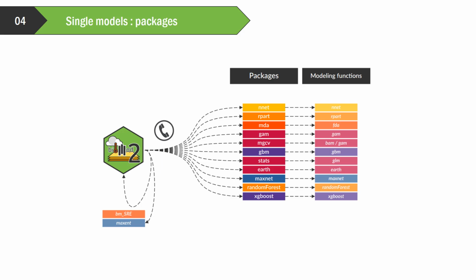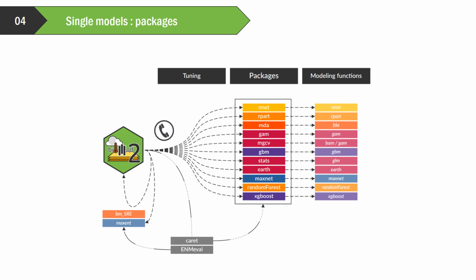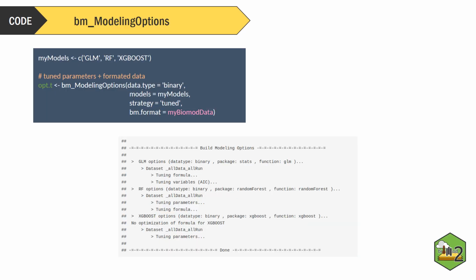So how does this tuning part work? Remember the fact biomod2 calls packages to use their modeling functions? Well, it can also use 2 other packages to tune these models. Most tuning is done through the caret package, and ENMeval is used for the specific case of Maxent tuning. How does it work in practice? Well, it is not so different. You have to select the tune strategy and to provide your formatted data. Note that if you provide only your formatted data object, tuning will be done over all your observations, while if you give also your cross-validation table, each calibration dataset will be tuned, but this will take way more time.